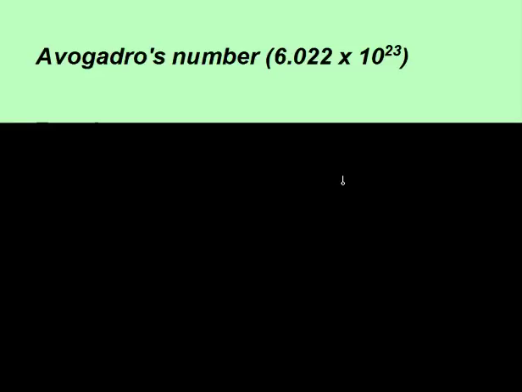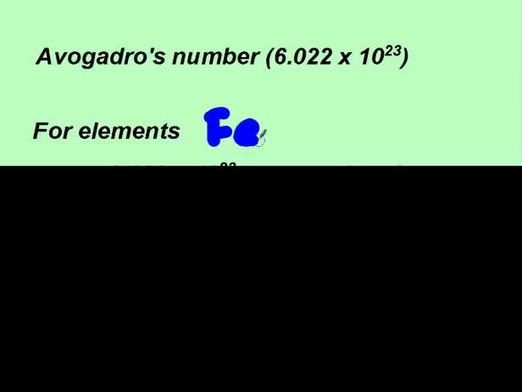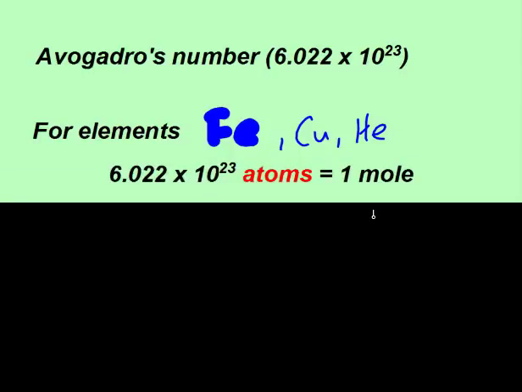So Avogadro's number, which we talked about before, is 6.022 times 10 to the 23rd. When we're dealing with elements such as iron or copper or helium, those are just atoms. And so 1 mole is equal to 6.022 times 10 to the 23rd atoms.